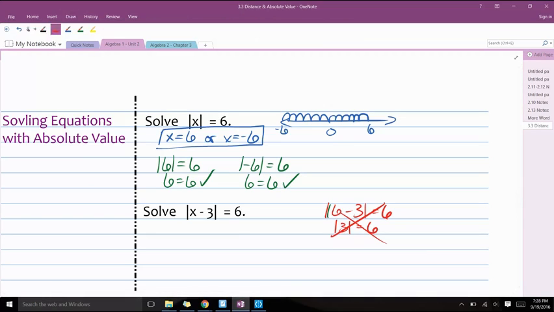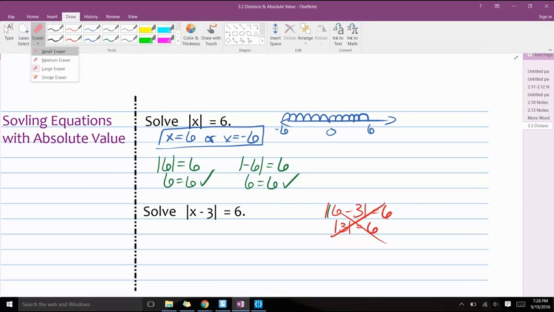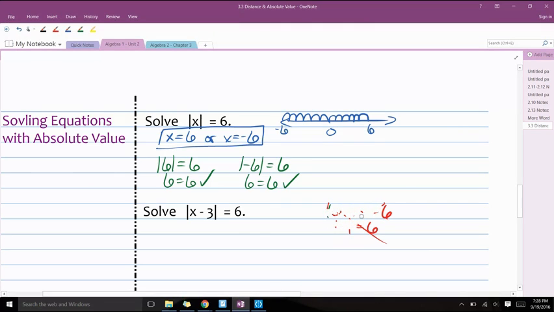Okay, so let's say here, and this will give you a way to think about it. What if I replace my x minus 3 with a smiley face? What two numbers could that smiley face represent if I'm saying the absolute value of smiley face equals 6? Well, smiley face could equal 6, or smiley face could equal negative 6, right? Because if you take the absolute value of 6, you get 6. We just said if you take the absolute value of negative 6, you get 6.